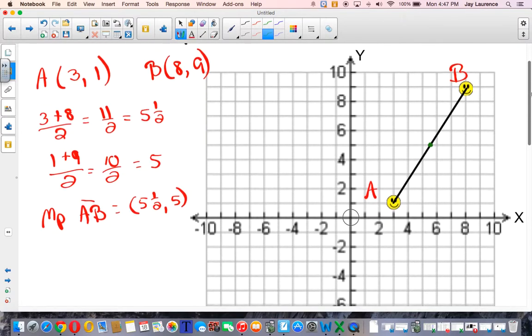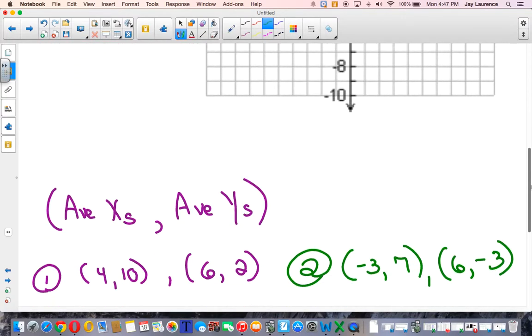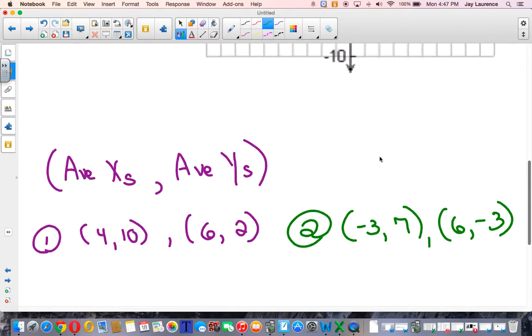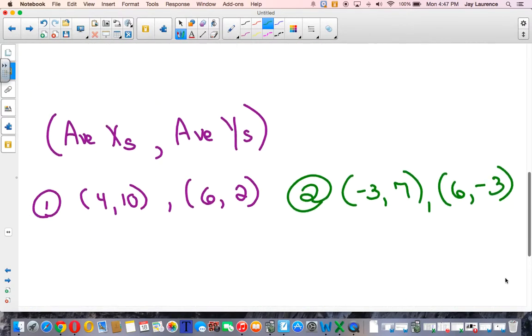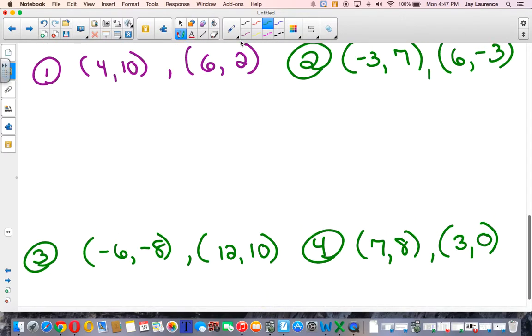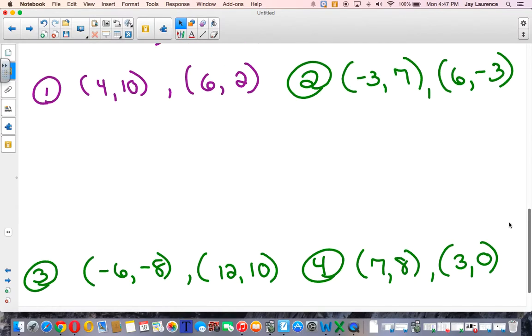All right, so to find a midpoint, all you need to do is average your x's and average your y's. Okay, I'm going to do one of these problems for you, and the other 3 I want you to practice and do yourself. All right, so here we go.